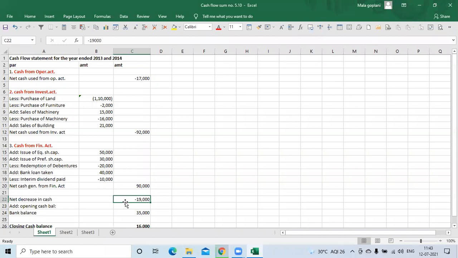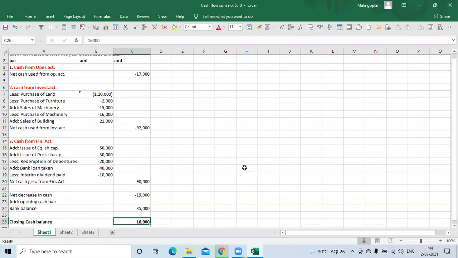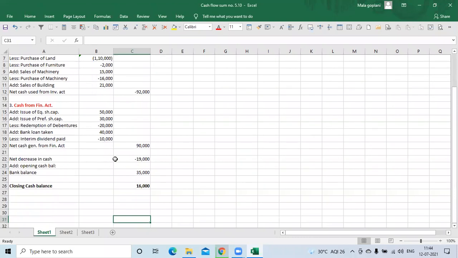So net increase or decrease in cash. What did you get? Ma'am, net decrease. Very good. So net decrease in cash is how much? 19,000. Very good. Bracket minus 19, bracket 19,000. So it is net decrease in cash in the particulars column.